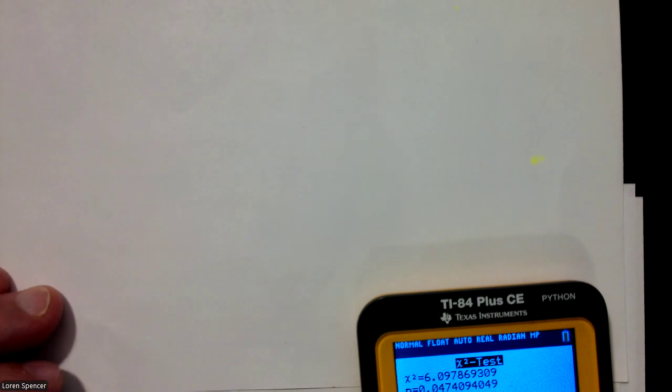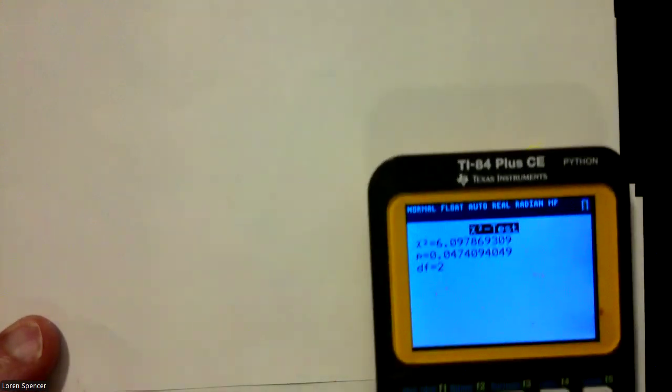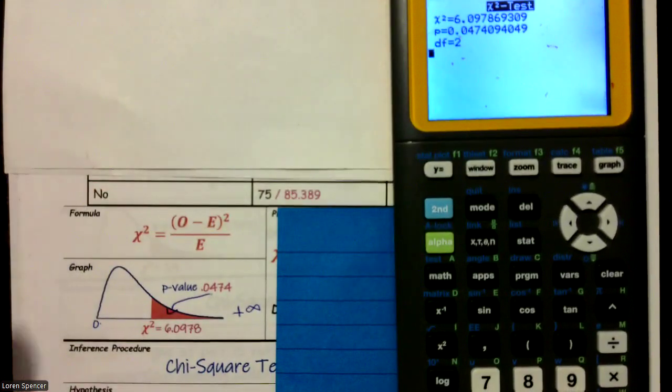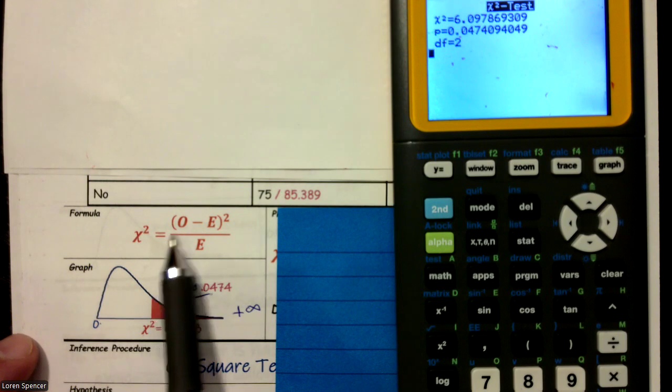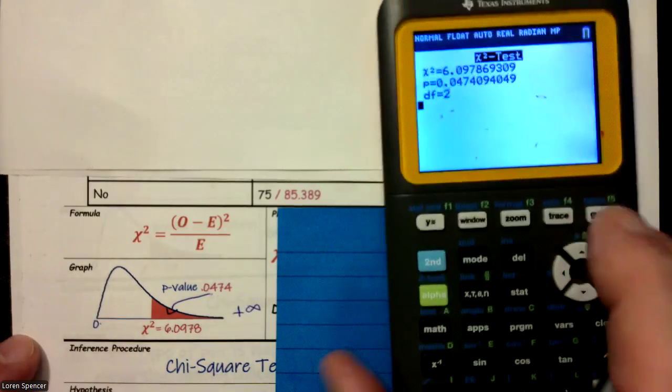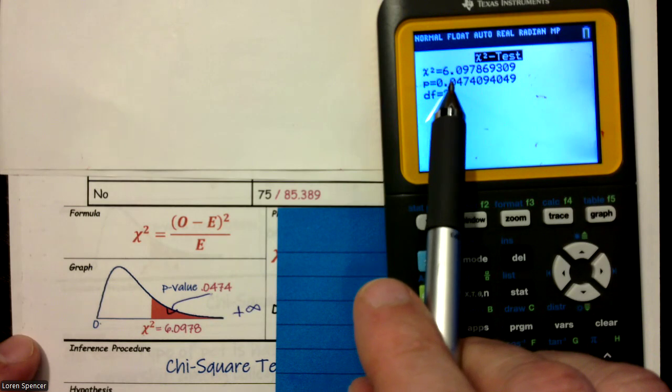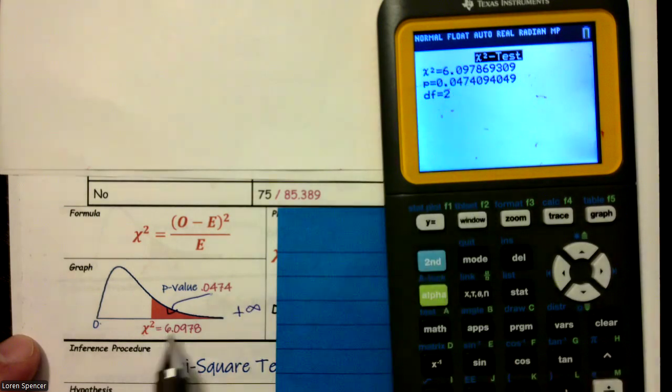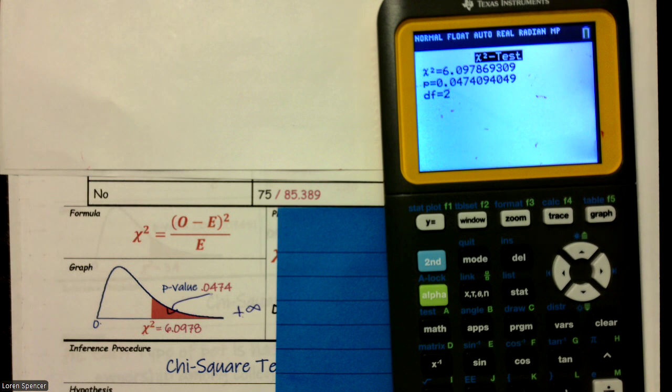That's nice to know, except I don't have my expected values, but I can get those real quickly like we did in the warm-up. Let me back up real quickly. So we had observed minus expected squared over expected, and then our p-value of 0.0474, and then our chi-squared of 6.0978. And I said that we start at 0 and always go to positive infinity because we're skewed to the right with the chi-squared distribution.